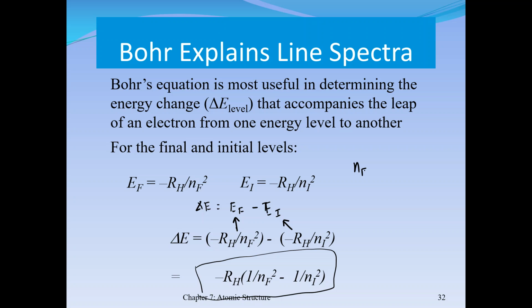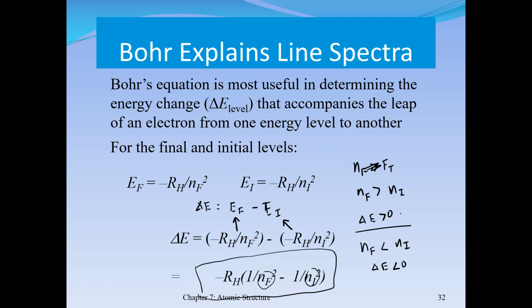Now, let me just mention here, I'm going to write it over here. If N final is greater than N initial, based on this equation here, that means that delta E is going to be positive. So if this value here is greater than this value here, then delta E is going to be positive. On the other hand, if N final is less than N initial, then delta E would be less than 0.